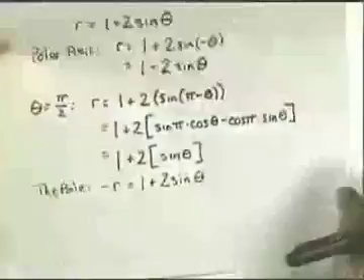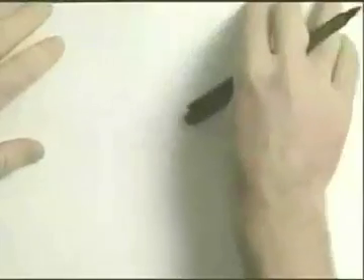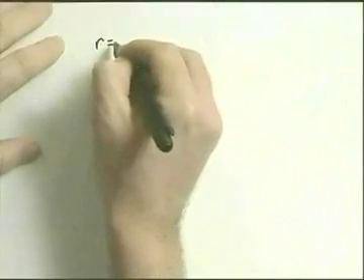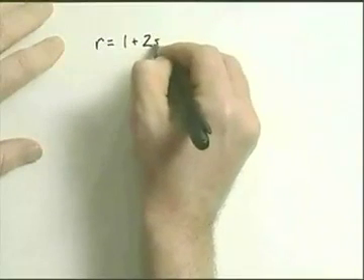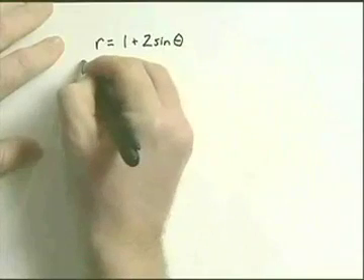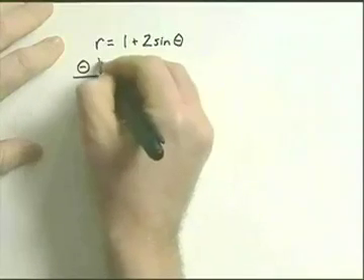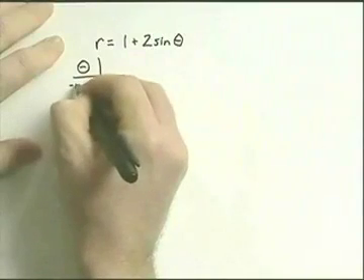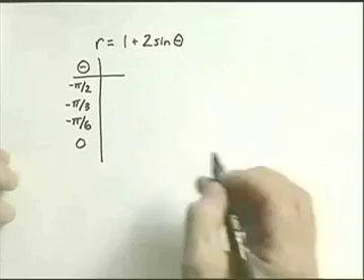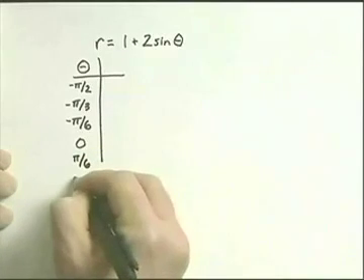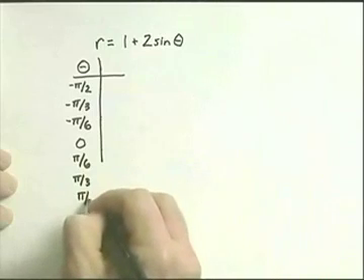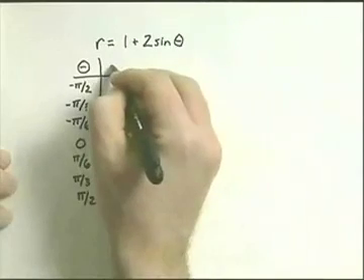to choose angles theta between negative pi over 2 and pi over 2. And then we'll evaluate the expression. So we have that r equals 1 plus 2 times the sine of theta. Like I said, we're going to choose values of theta between negative pi over 2 and pi over 2. So we start with negative pi over 2 and then choose some other friendly angles like negative pi over 3, negative pi over 6, 0, and then pi over 6, pi over 3, and then pi over 2. So now let's find the values of r.